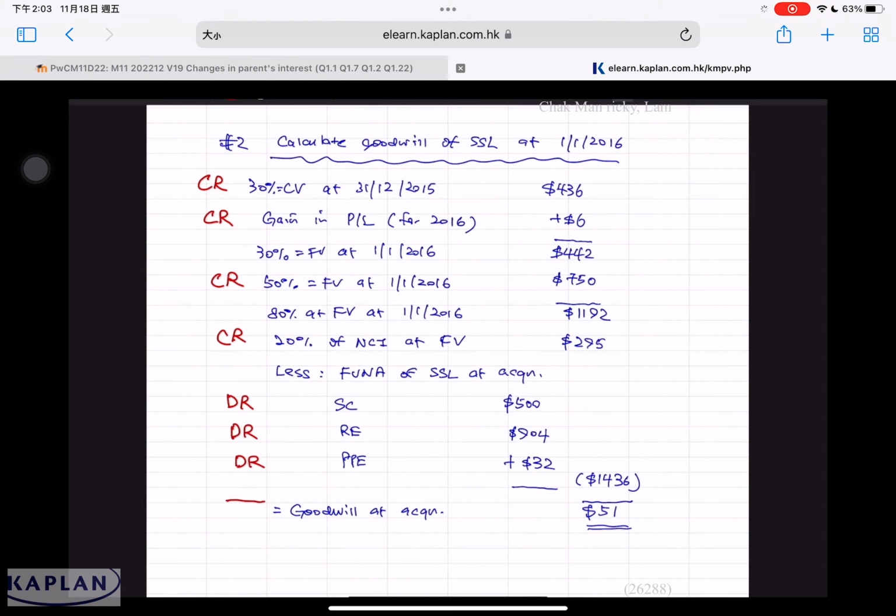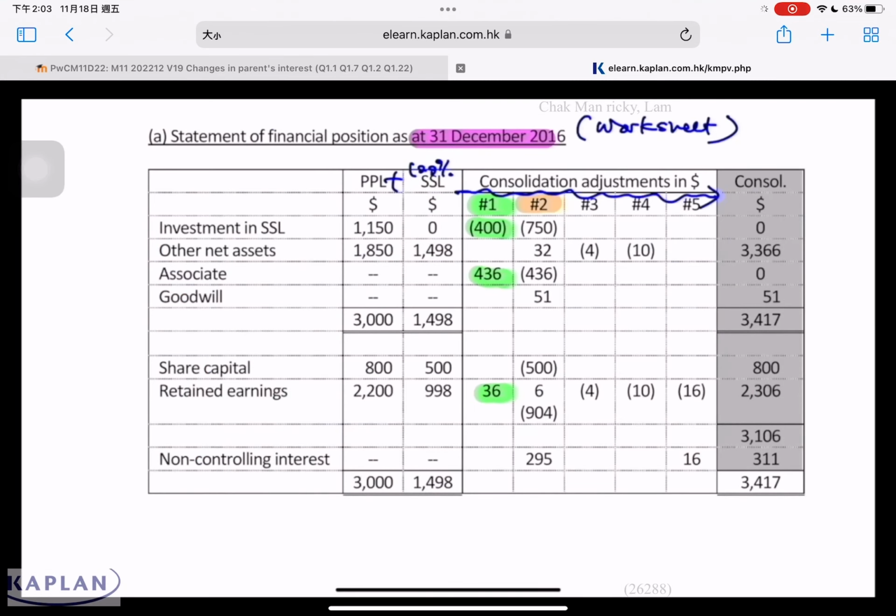Increase the plant, and the difference is the goodwill. This is entry number 2. Can we put this entry number 2 on the worksheet? First, remove the associate, and we have to recognize a gain of $6. We must eliminate the cost of the 50%. We must account for NCI fair value. We must eliminate share capital and retained earnings at the acquisition date, and we must increase the plant value by 32, and the difference is goodwill.